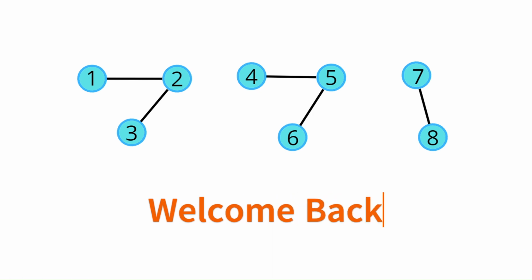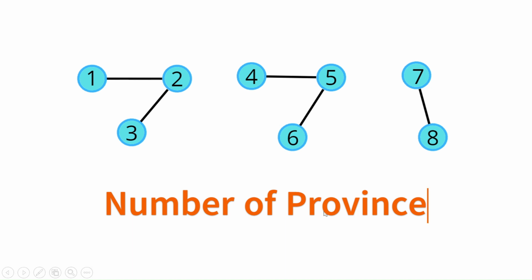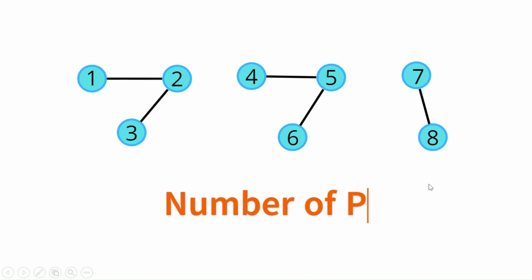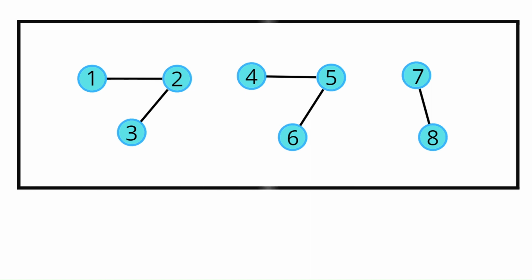Today we are going to study the problem called number of provinces, which can be solved using DFS. So let me explain how this problem can be solved. Assume you are given the entire graph with nodes 1, 2, 3, 4, 5, 6, 7 and 8. In this you need to find the number of provinces.